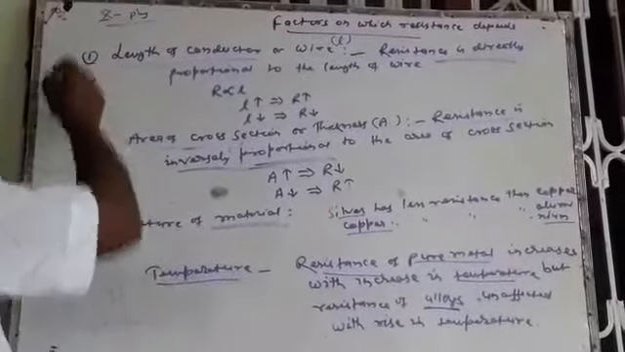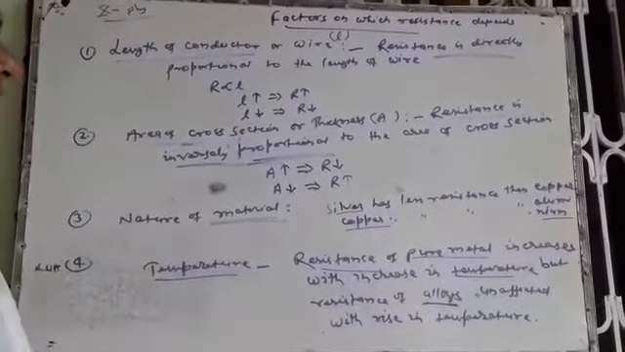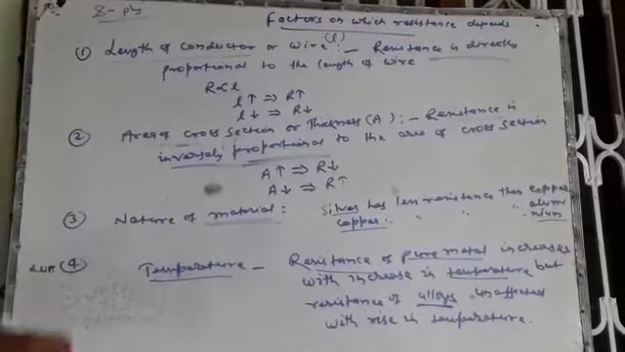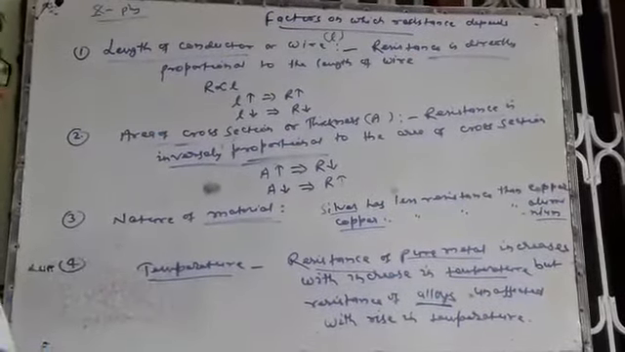So these are the four factors on which resistance depends: length, area of cross section, nature of materials and temperature.